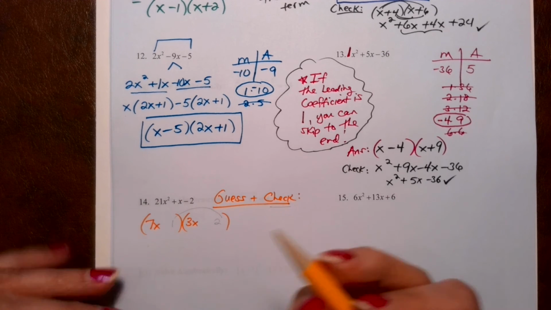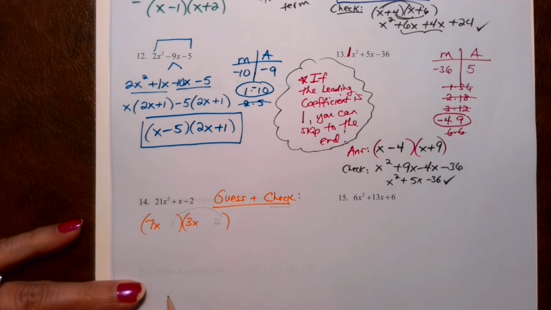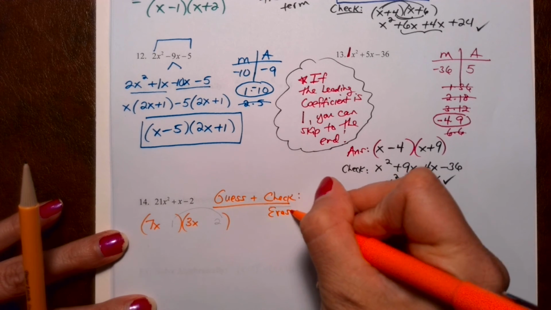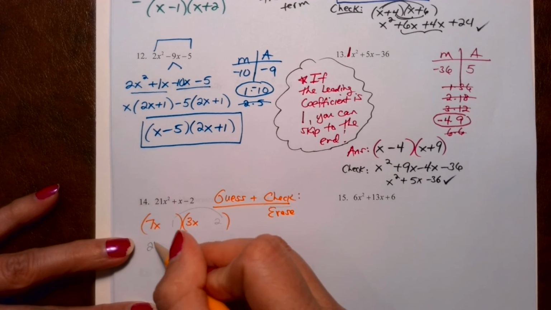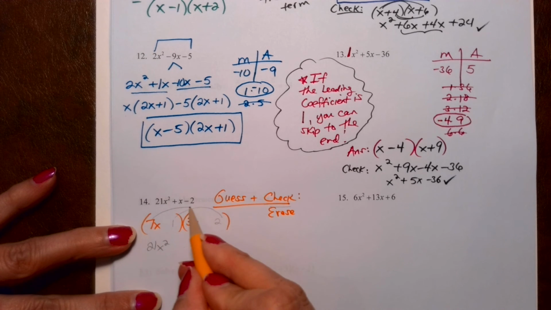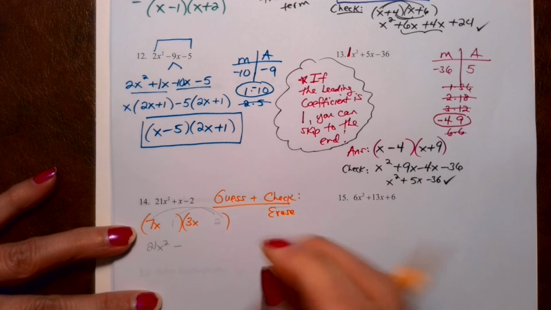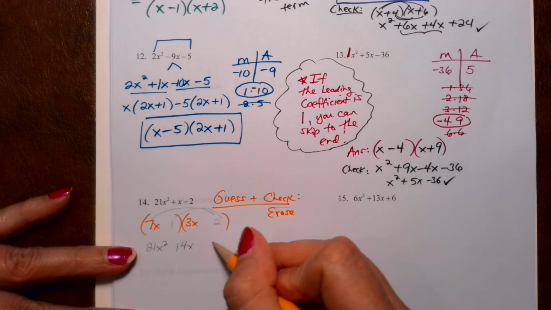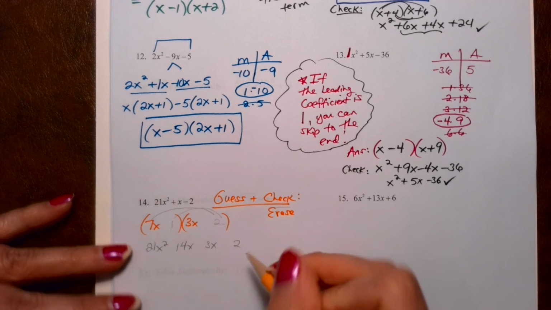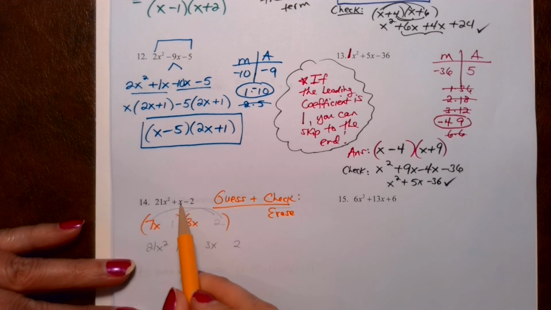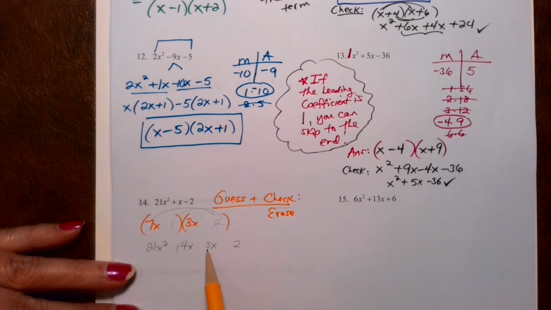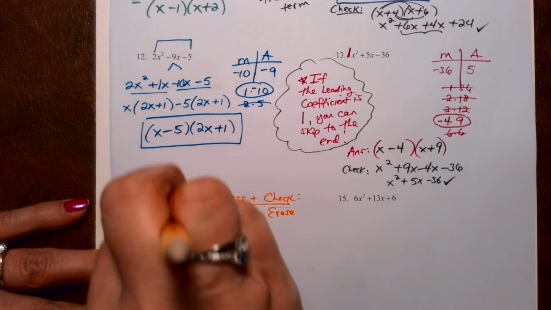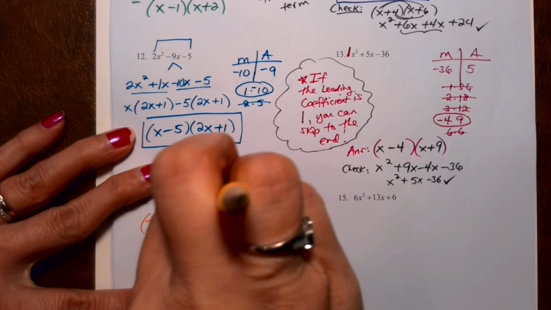Here's where the checking part comes in. Sometimes you have to do a lot of erasing. I guess we should call this the guess and check and erase method. So let's see. Is this going to work? 21x squared. The outers make, I won't put some signs, I'll just figure those later, 14x. The inners make 3x, and then that's a 2. So is this going to make an x if I add these or subtract these? Nope, it's not working. All right, let's switch.